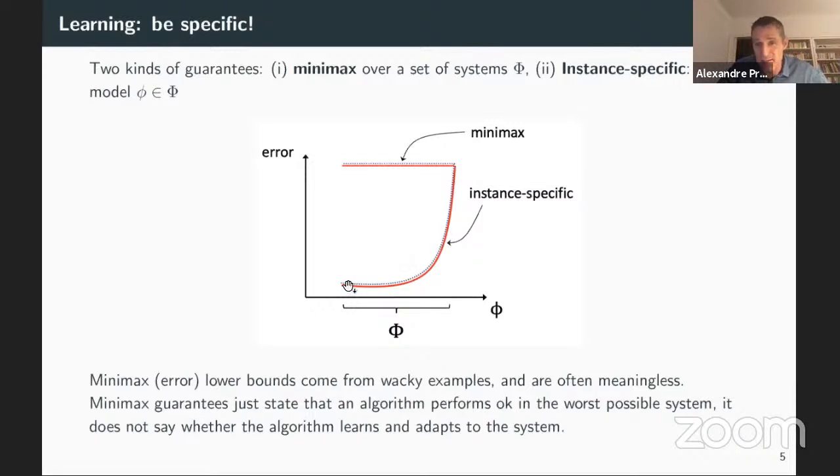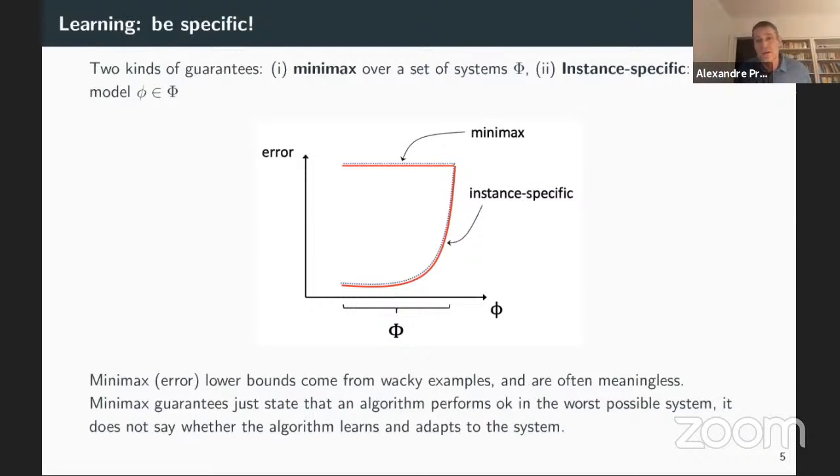So you take the instance specific lower bound of the error. Of course, depending on the model, this error might be huge or small. Some models are very easy to learn. Some models are more difficult to learn. The minimax approach takes the worst possible model and takes that as a benchmark. On the other hand, it's rather easy to derive algorithms with minimax optimality because the performance guarantee is actually very weak. In most cases, the minimax lower bounds come from very wacky examples, and they are often meaningless. That's my point of view.